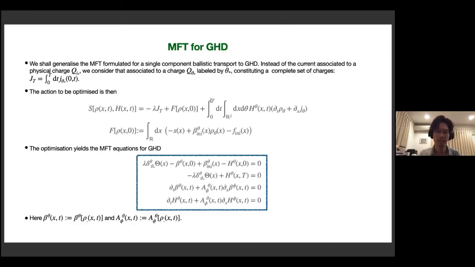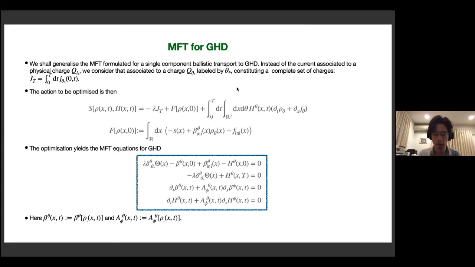Okay, good. The MFT equation here is not correct because I've put the h here, so sorry about the previous mistake. Anyways, in the GHD case, there are a bunch of conservation laws. You can think of some transport associated to the physical charge, but you might as well also study large deviation associated to charges labeled by causal momentum, because these are also legitimate conserved quantities, extensive, and they constitute a complete set of charges.